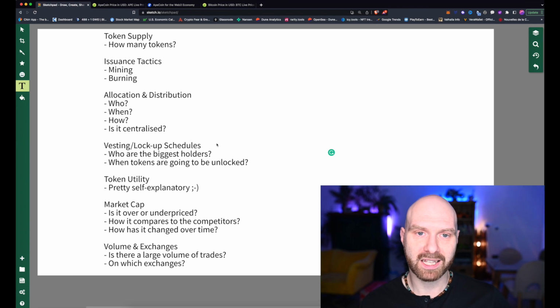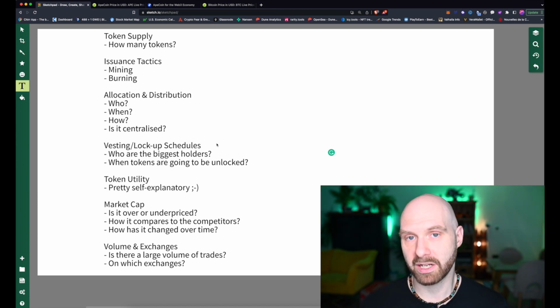Because when that happens, there is a very high likelihood that the price will crash, because people who either got those tokens for free or bought them at a very low price, either pre-IGO or at the IGO stage, can then sell them for a profit. And then, as those tokens are hitting the market, the price goes down. Then there's also token utility.